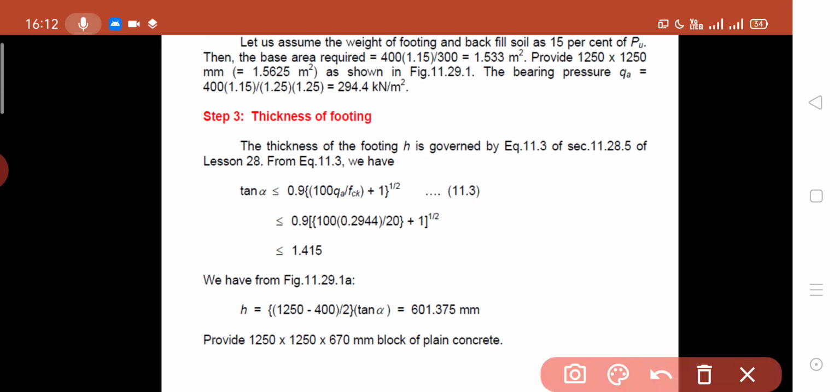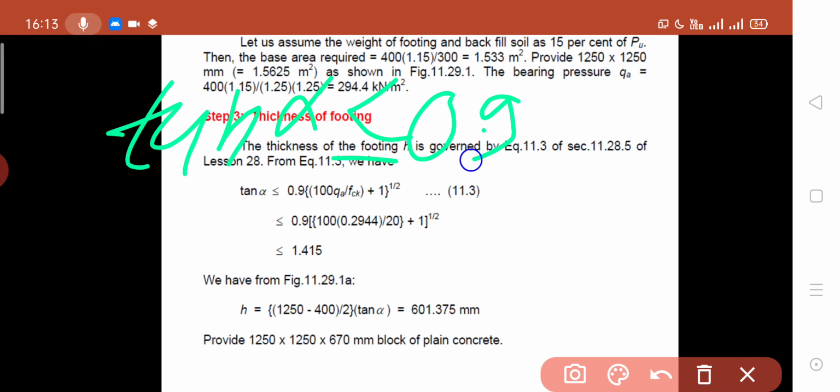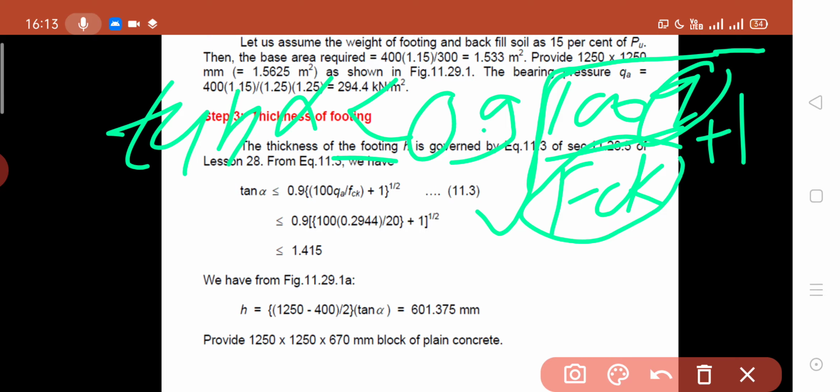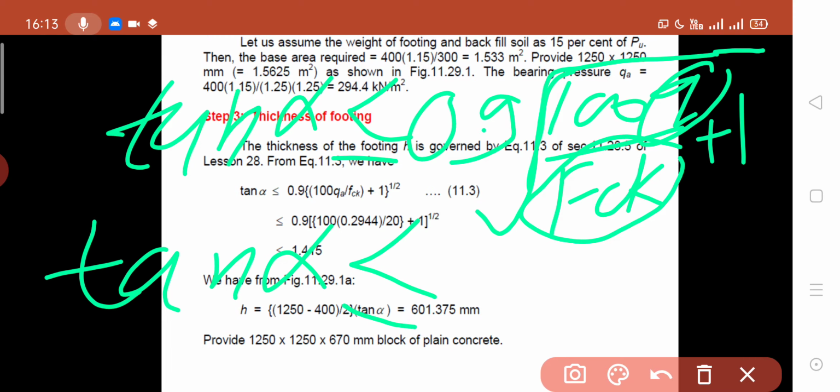So we have tan alpha equal to or less than 0.9 square root of 100 Q upon fck plus 1. So we put the value of Q, which is 294.4, and fck is 20. Finally we find that tan alpha is equal to or less than 1.415.